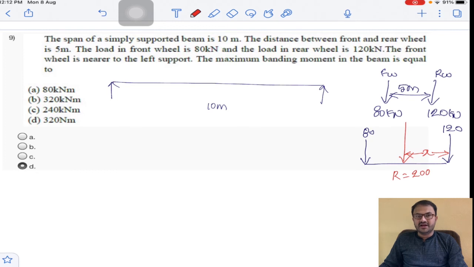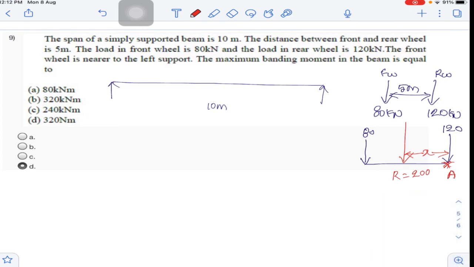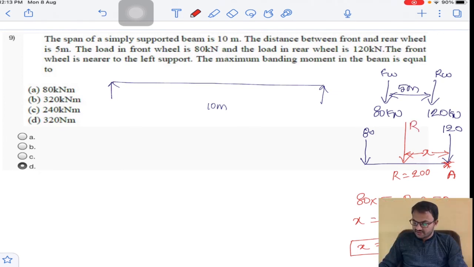According to moment area, let us take moment about point A, that is at 120 kilonewton, is 0. So that is 80 into 5 minus R into x is equal to 0. So x will be equal to 80 into 5 divided by R equal to 200. So 8 5s are 40, that is 400 by 200, you will get 2. X is equal to 2. So here the resultant is acting at a distance 2 meter from 120 kilonewton.